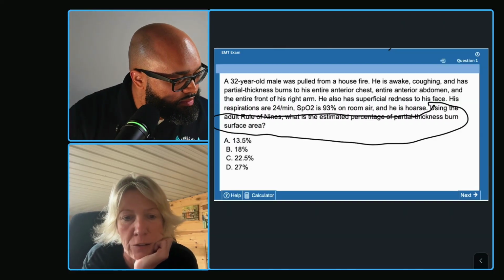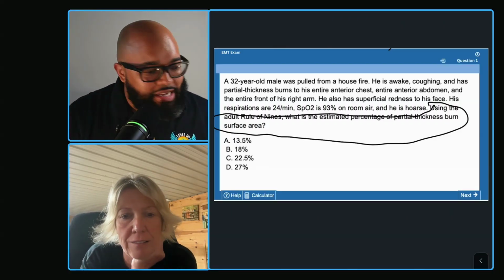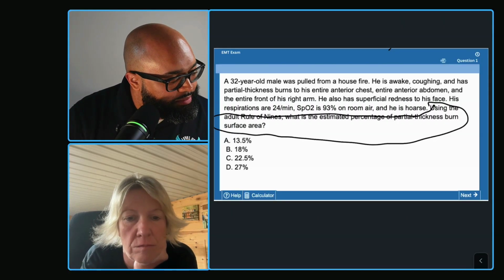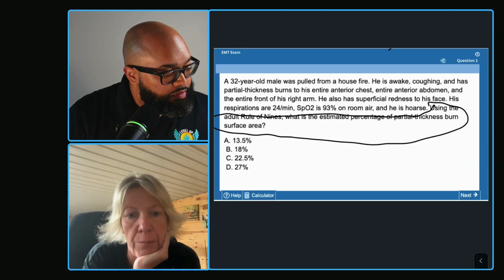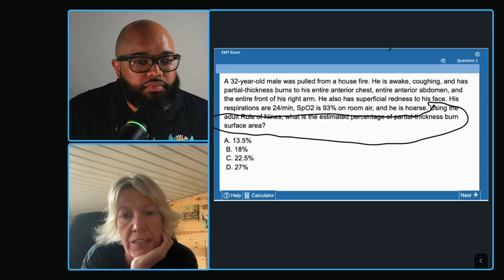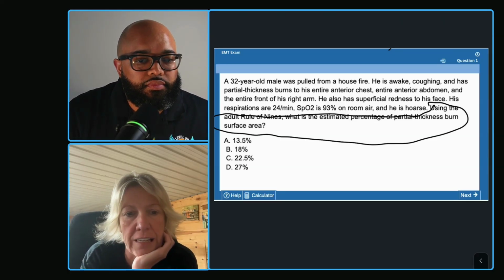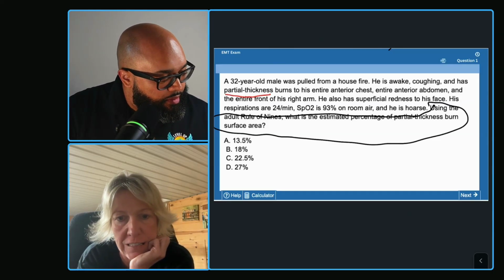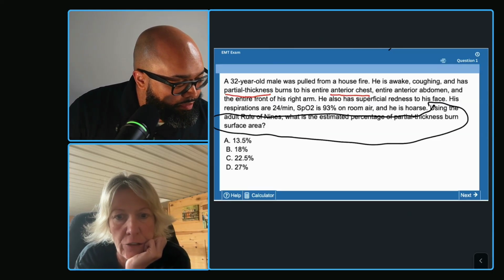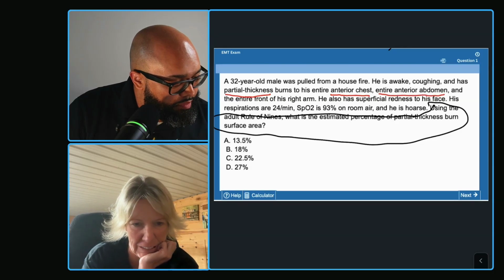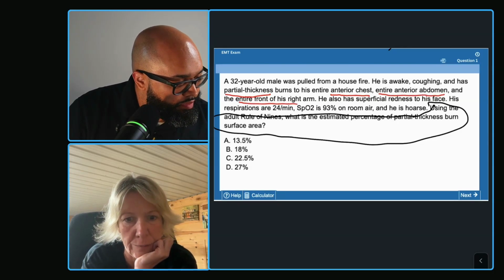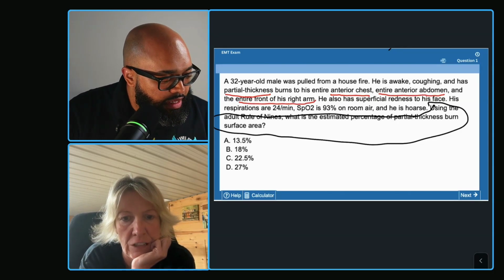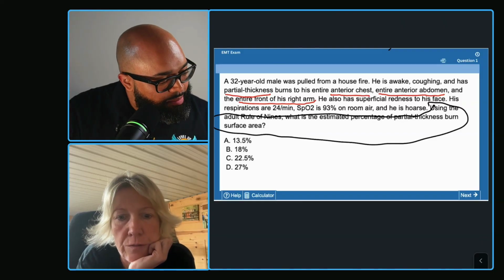A 32-year-old male. All right. And I'm going to highlight what's actually really important for you to know. Keep going. 32-year-old male was pulled from a house fire. He is awake, coughing, and has partial thickness burns to his entire anterior chest, entire anterior abdomen, and the entire front of his right arm. He also has superficial. Stop right there. Okay.